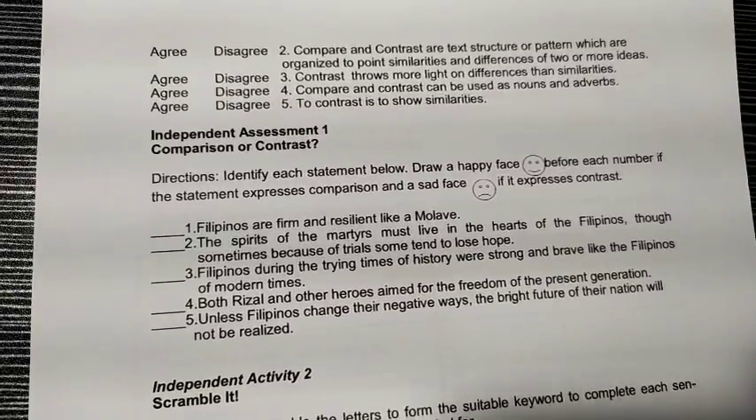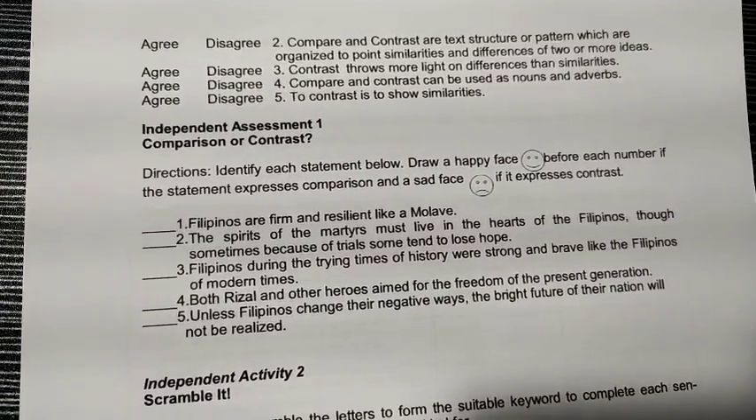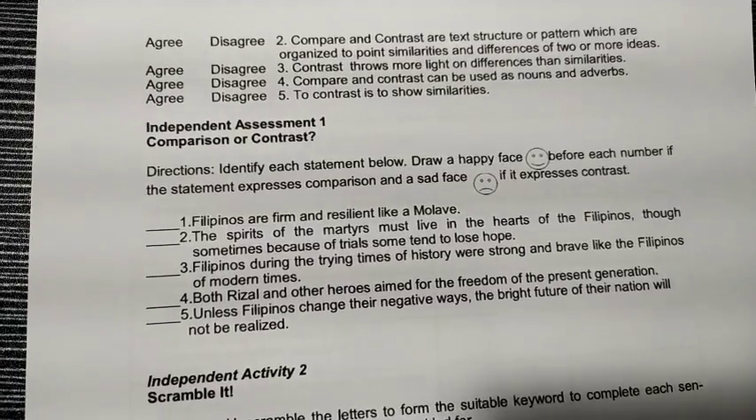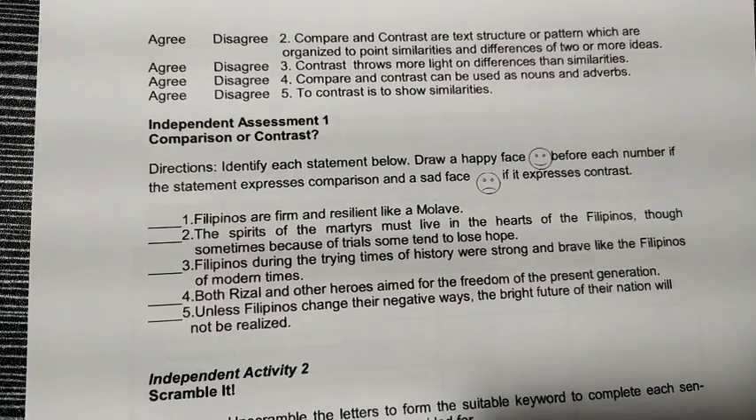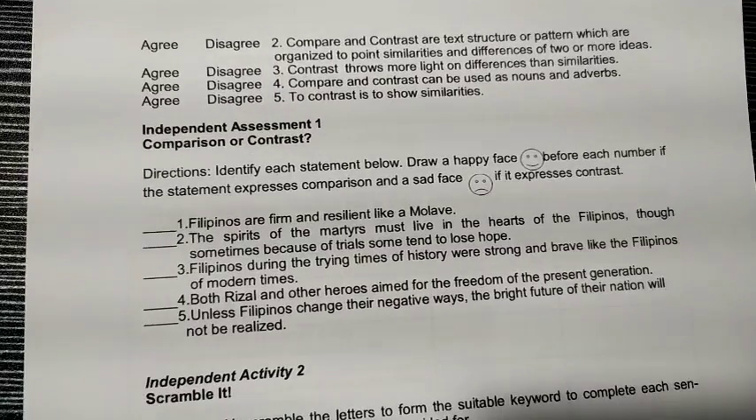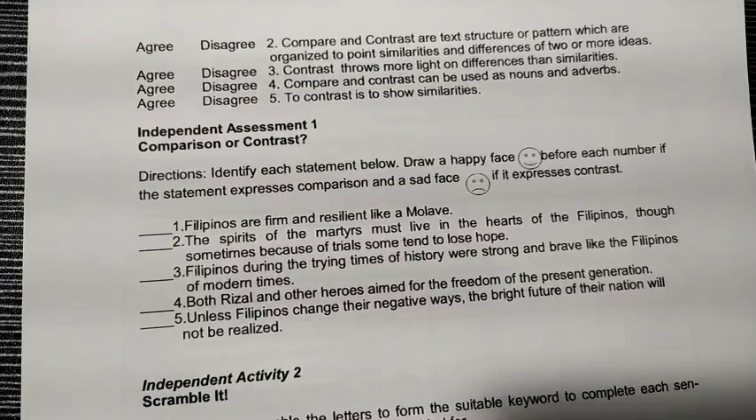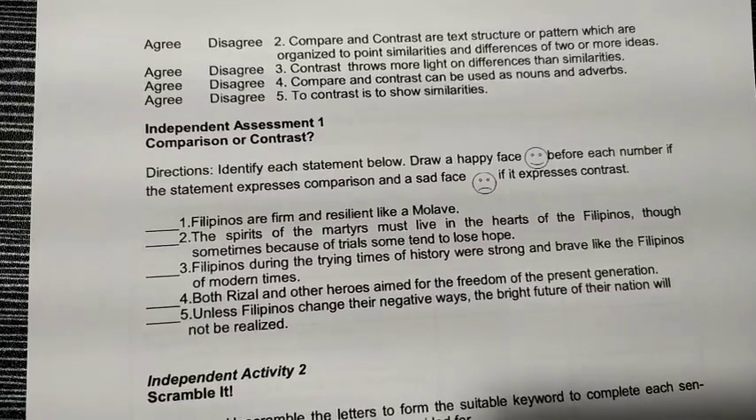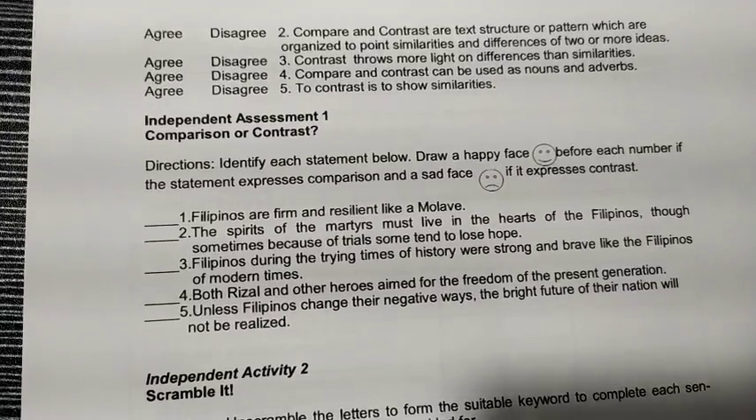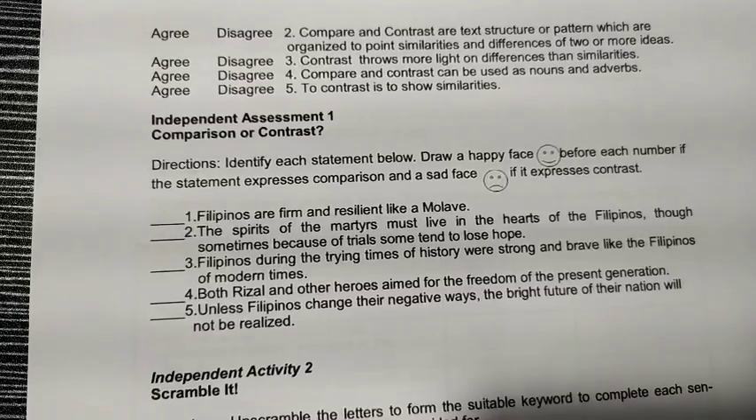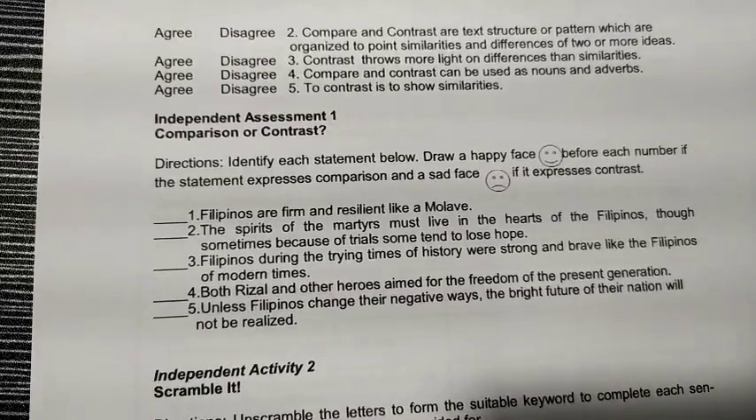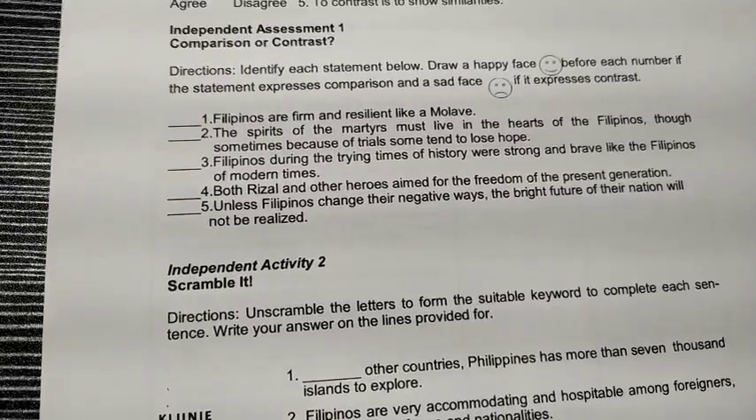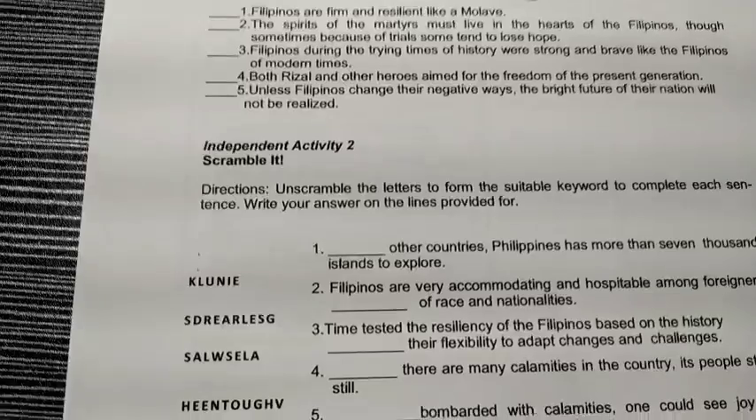For independent assessment number 1, you will simply draw a happy face before each number if the statement expresses comparison, and you will draw a sad face if it is for contrast. So simply draw a happy face on your answer sheet if it shows resemblance or similarities. However, you will draw a sad face if it's for contrast that shows opposing ideas. So 1 to 5, you will read each statement, determine if it is comparison or contrast.